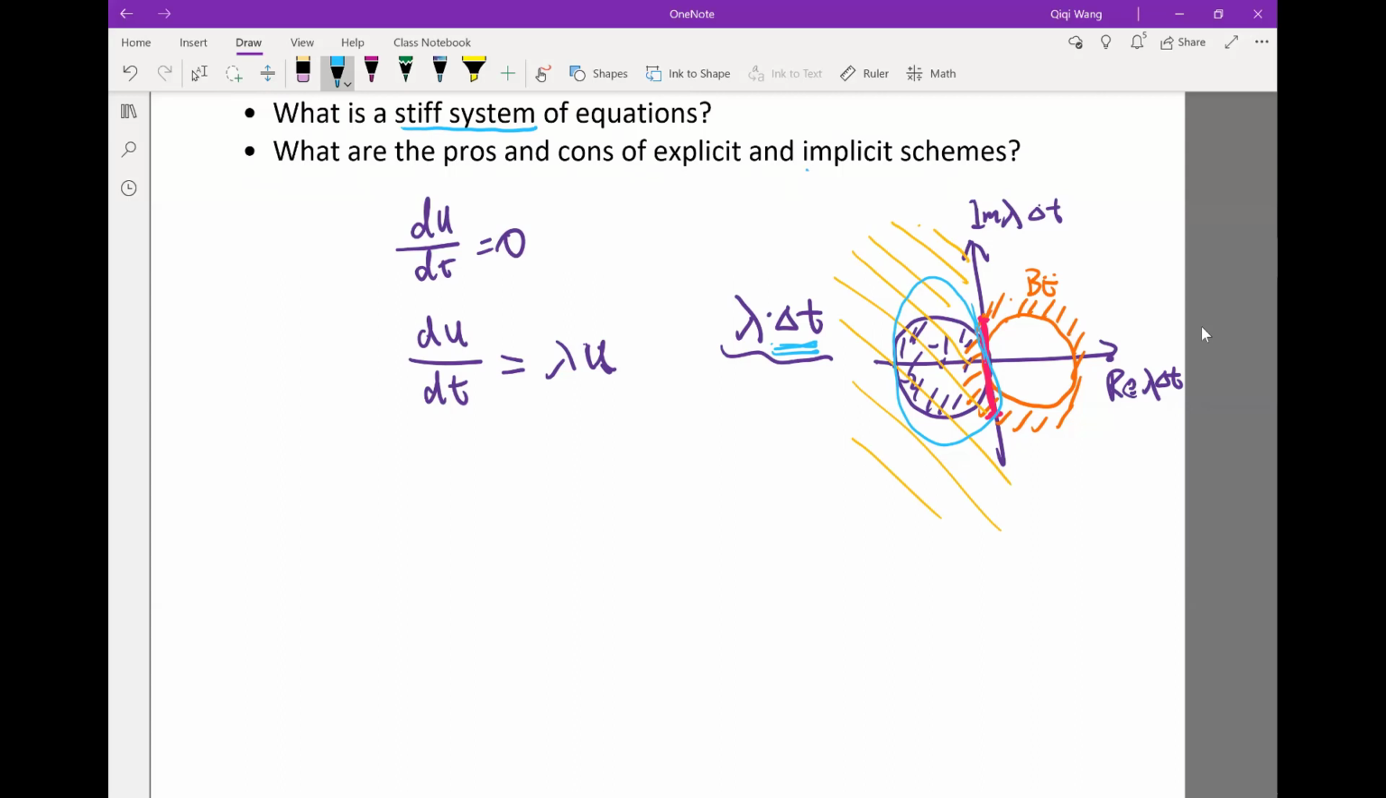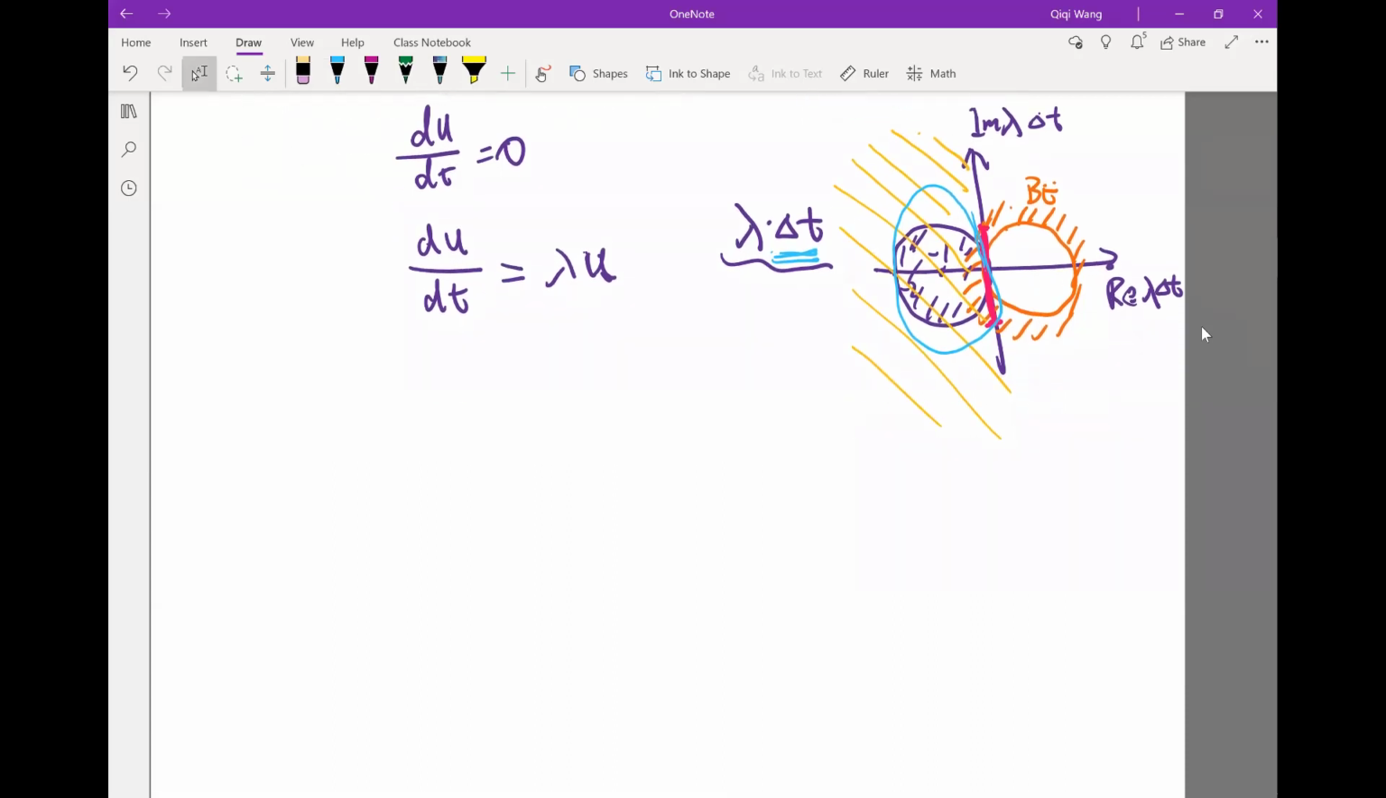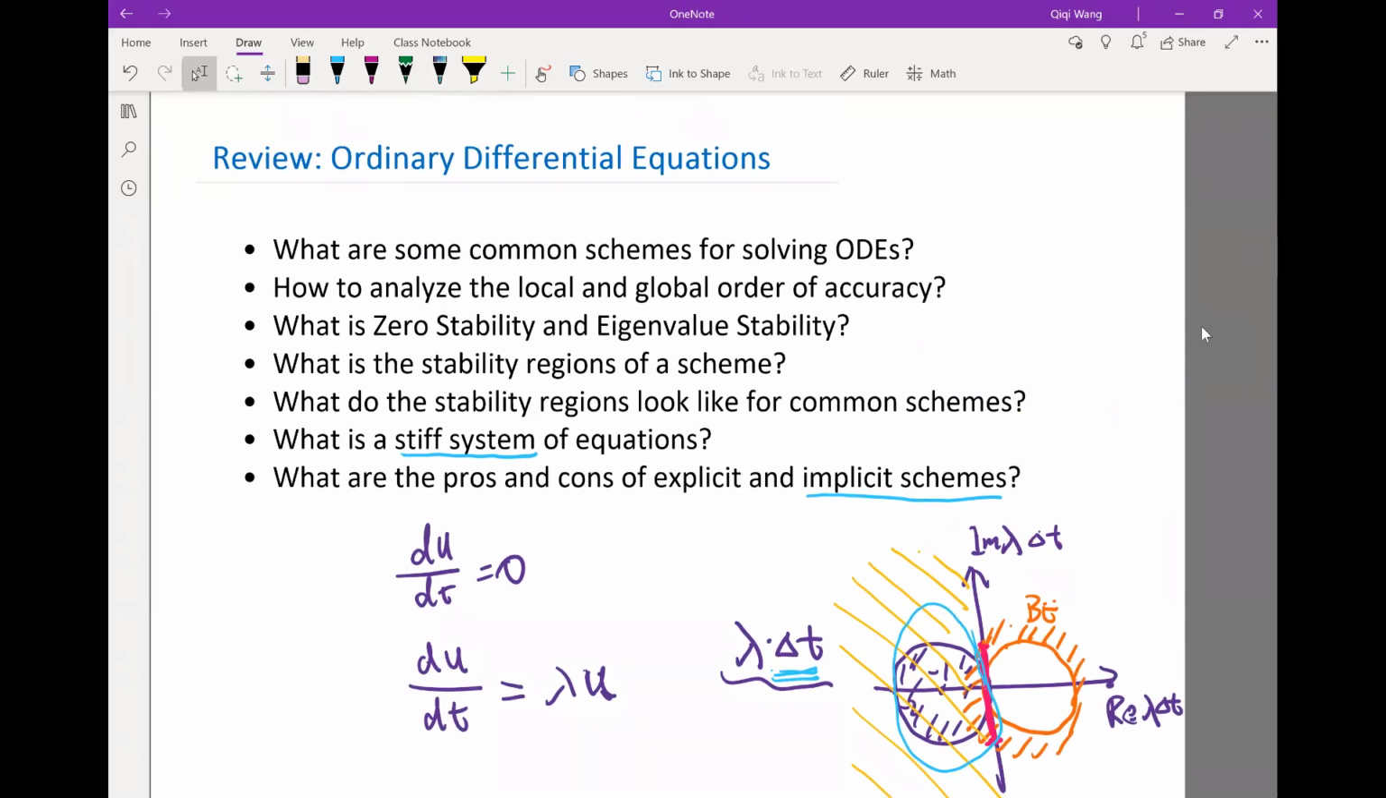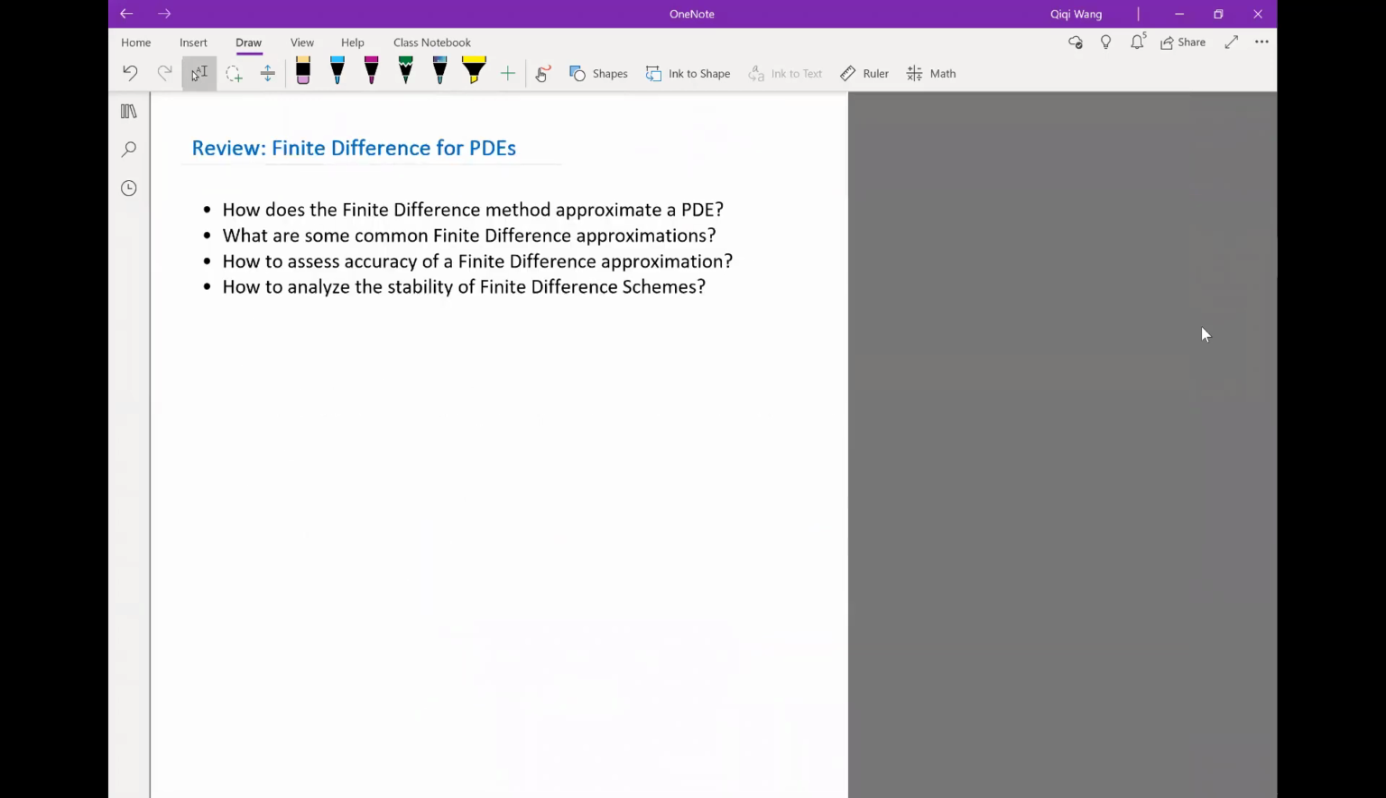So that's really the pro of an implicit scheme. Of course, the pro of an explicit scheme is that it's much simpler to implement. You don't have to solve any equations. You just have to evaluate the explicit formula, but you don't have to solve a linear or nonlinear system. And if you use an implicit scheme and solve a nonlinear system, we have studied Newton's method for solving these nonlinear equations. So that's the ODE part of the class. Any questions for the ODEs?